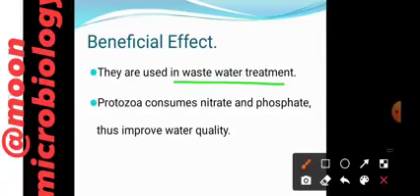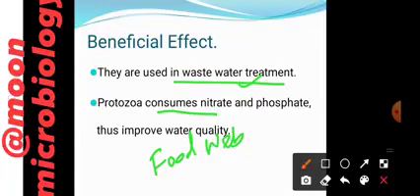Protozoa consume nitrate and phosphate, thus improving the water quality. The other beneficial effects are that they are used in sewage treatment and effluent treatment, which helps water quality. They are also an important part of the food web.